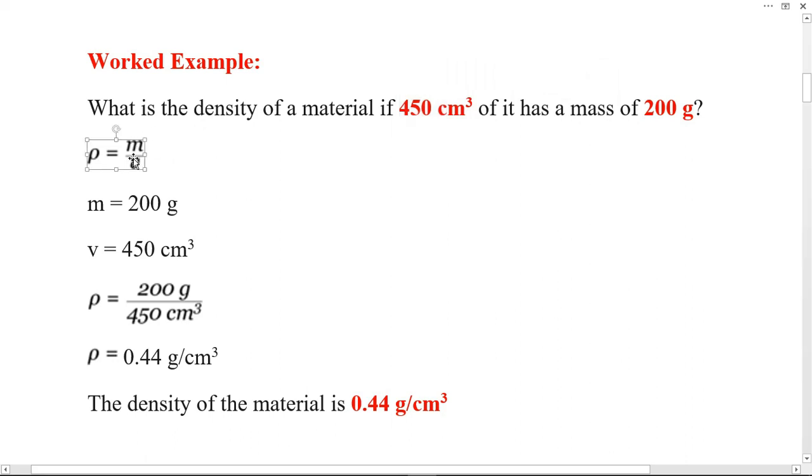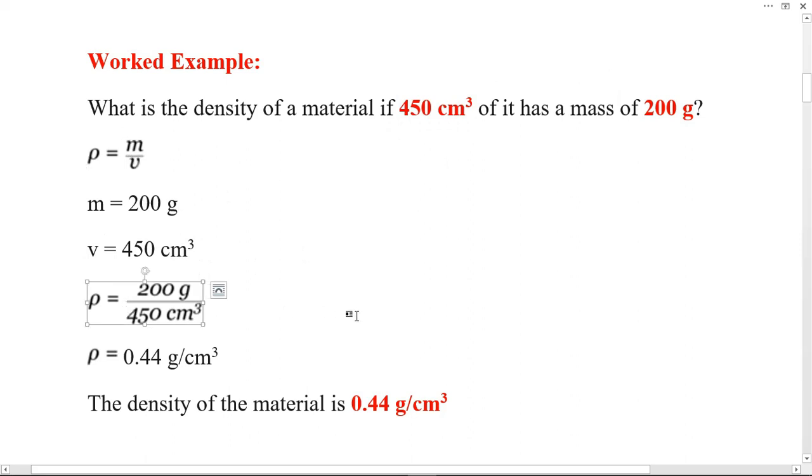So you'll use the formula which is here, and as we know, what is the mass here? 200 grams. How do you know? Because it is written here. I'm highlighting it for you to make things easier. And volume is 450 centimeter cube. How do we know this? Because it is already mentioned in the question. And now we will use the formula here.